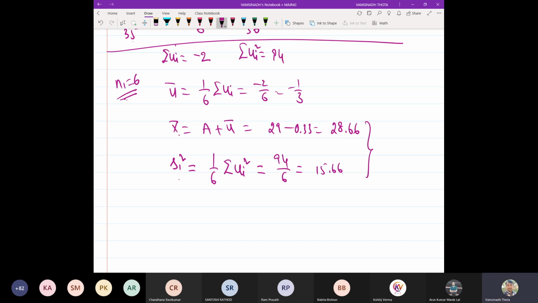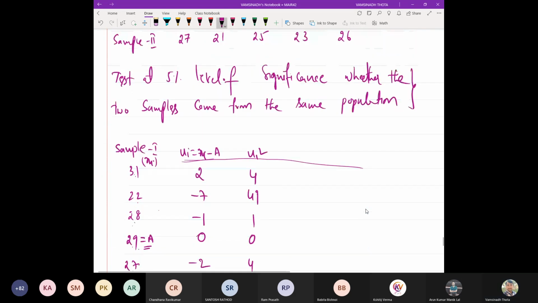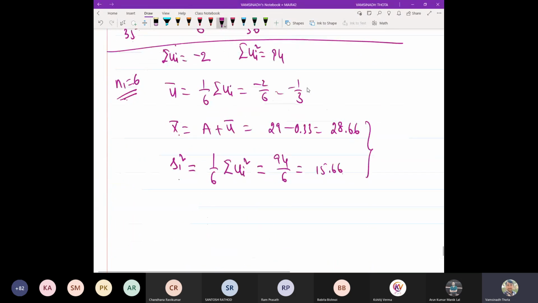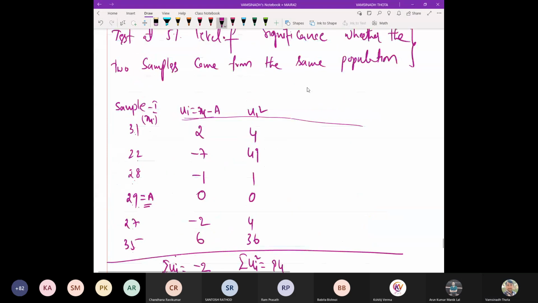Similarly, the same thing you have to do for the other sample also. Sample 2 also we have to do. Sample 2 size is 1, 2, 3, 4, 5. Sample 2 size is 5, so N2 is equal to 5. Let me do it here. I will make some space here. Maybe I will use a different color also. Sample 2.